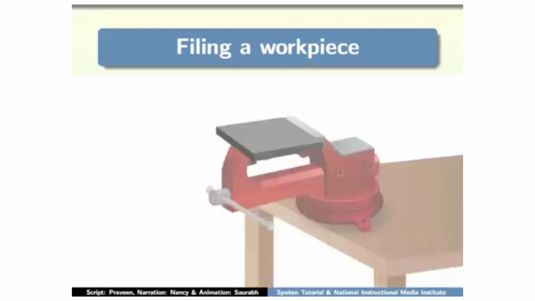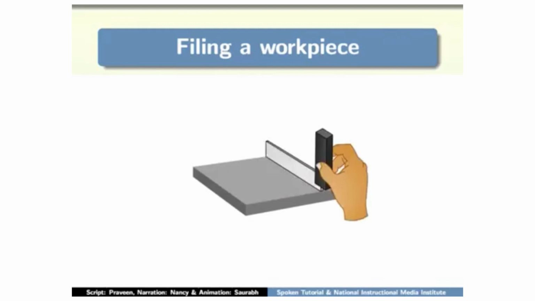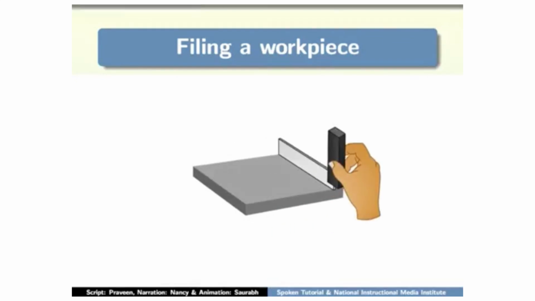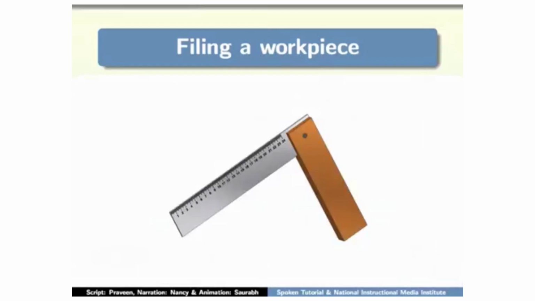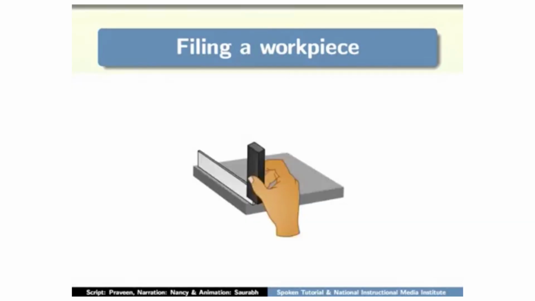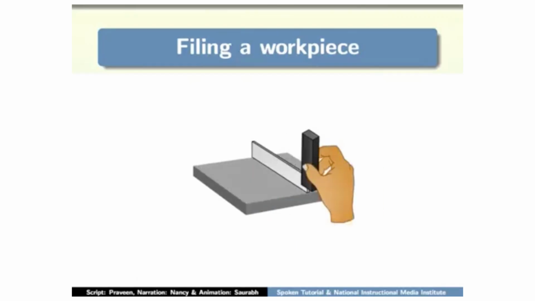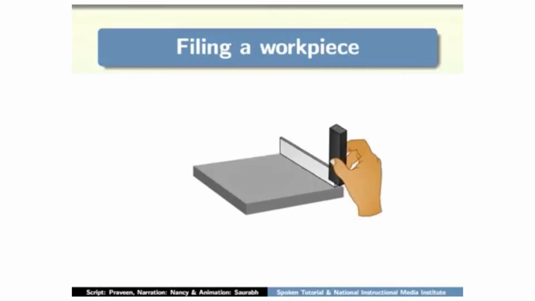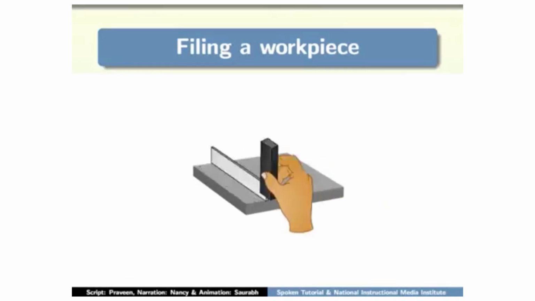Once the filing is done, we have to check the flatness and squareness of the workpiece surface. This is done with the help of a tri-square and vernier caliper. To check whether the flatness is proper, place the tri-square on the workpiece as shown. Do so at 3 different places on the workpiece.